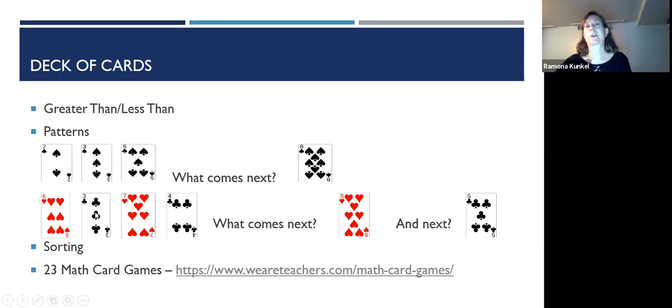And again, the same thing, this goes in sequential order. So 3, 4, and 5. You can also use it just for sorting, whether it's sorting out the suits or sorting out the numbers. You can even use it for face cards. Just be as creative as you want to be. So I included here the link to 23 math card games, because there's a whole bunch of stuff you can do with them. And I didn't want to spend time going through every single one of those. Okay.